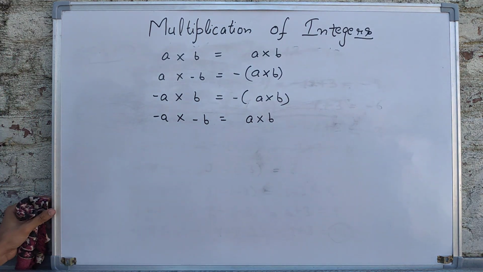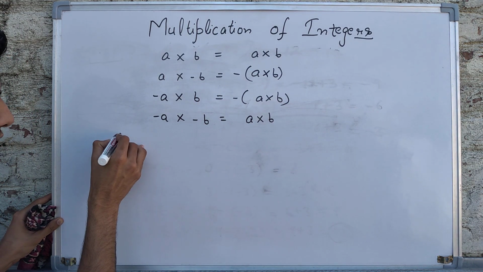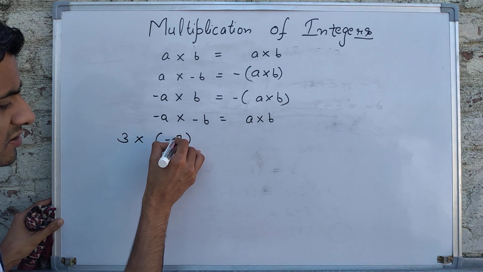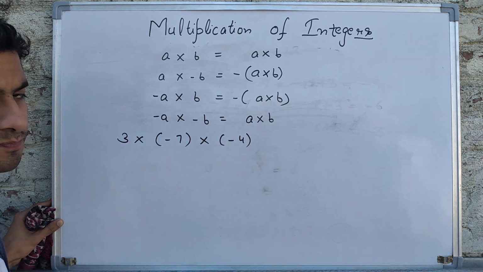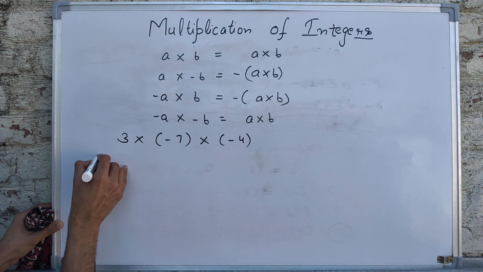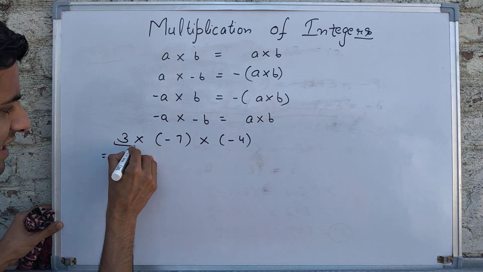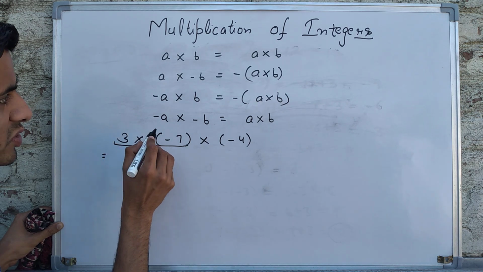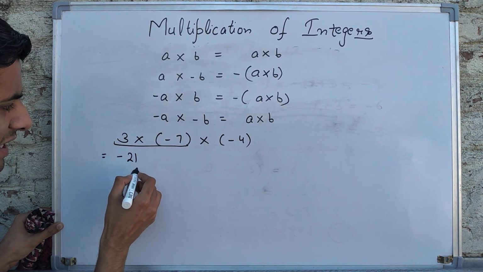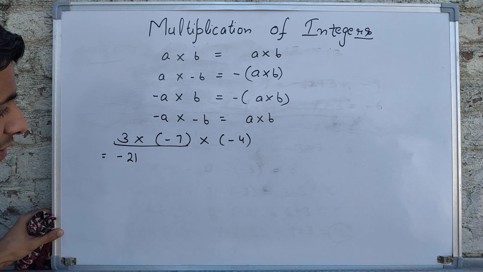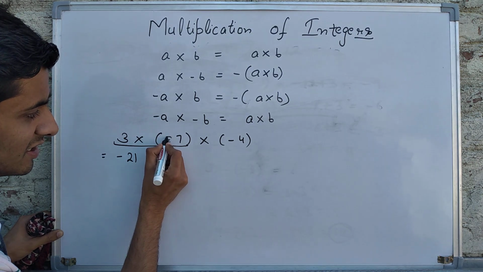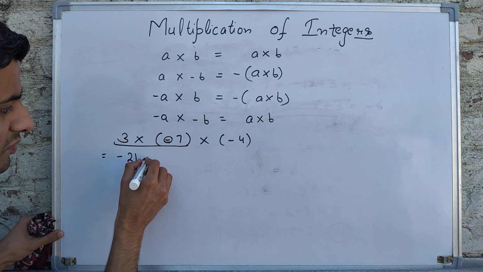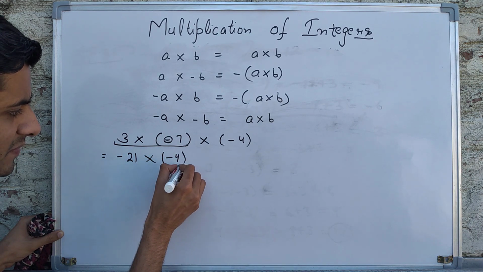Now let us try to do some questions related to multiplication. Suppose you have the question 3 into negative 7 into negative 4, and we want to solve it. Taking 2 at a time, 3 into negative 7: 3 sevens are 21. One positive, one negative, the sign remains negative, minus 21. Whenever you are checking the sign, you have to check the sign in front of the number. So you have got negative 21 into negative 4.